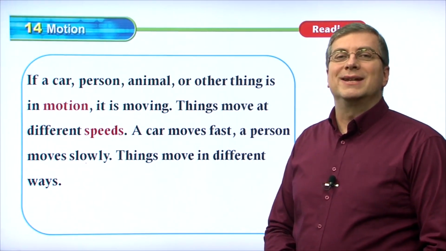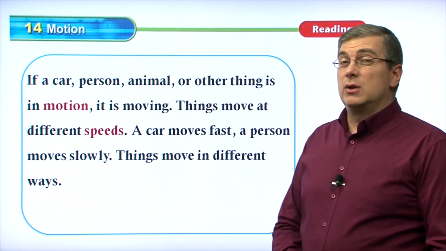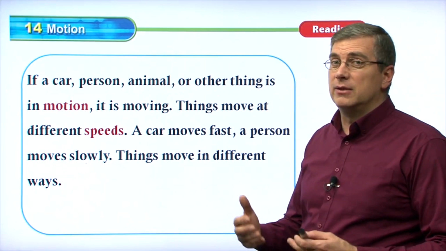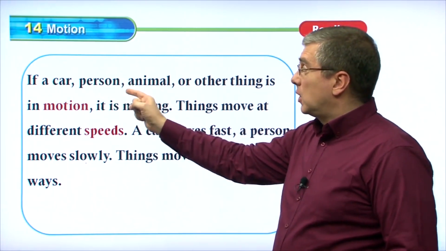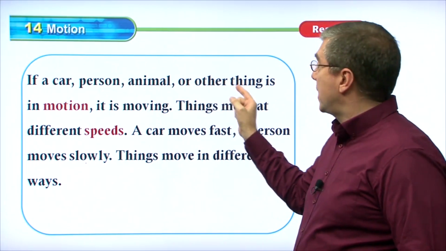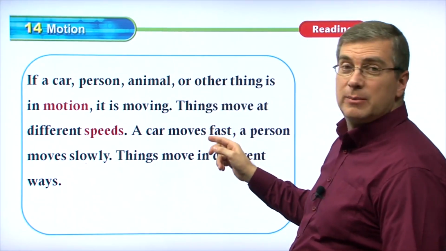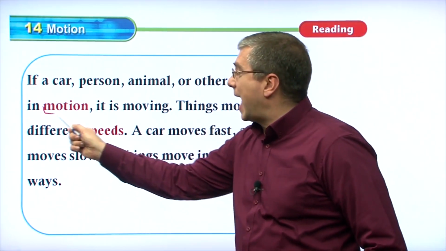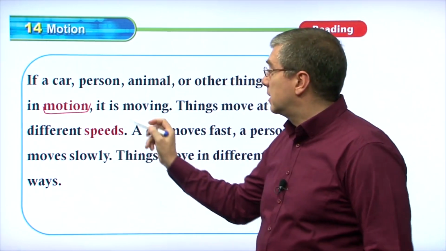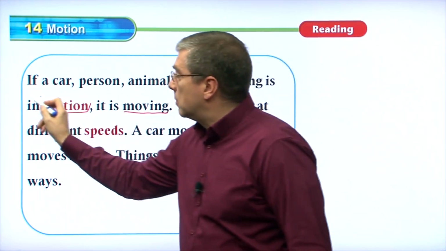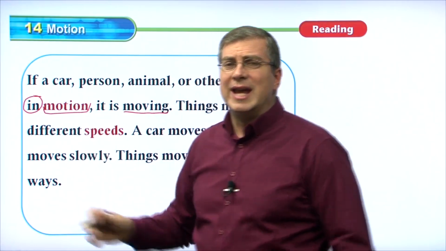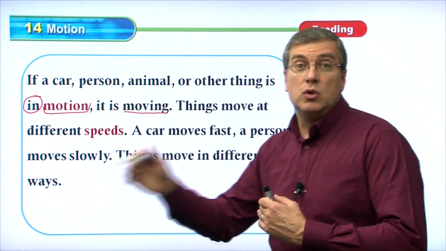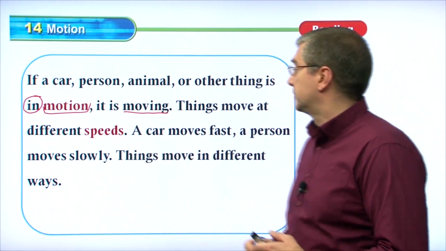Let's go over the reading section for this unit. Of course, in this unit, we're talking about motion. So when we talk about motion, we're talking about the act of moving. If a car, a person, an animal, or other thing is in motion, what is it doing? It is moving from one place to another. Remember we use that preposition with motion: it is in motion. If another thing is in motion, it is moving from one place to another place.